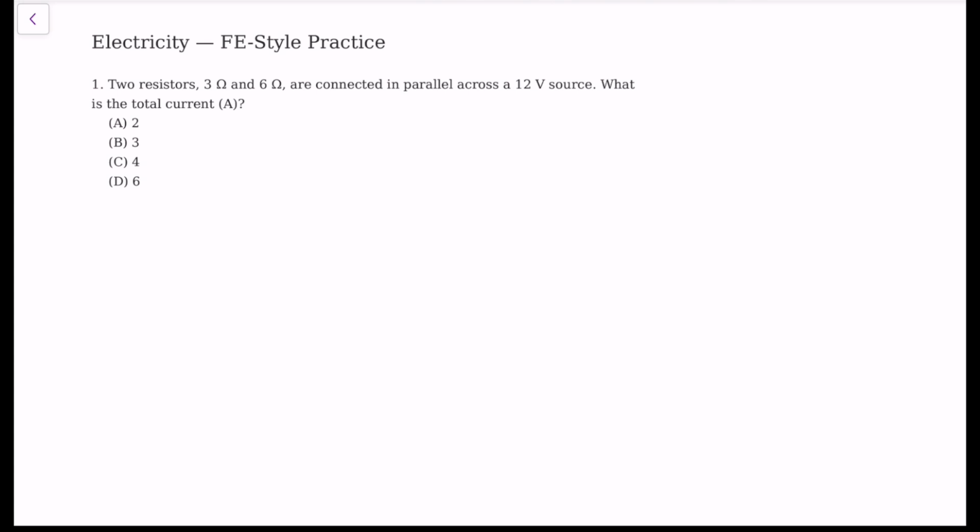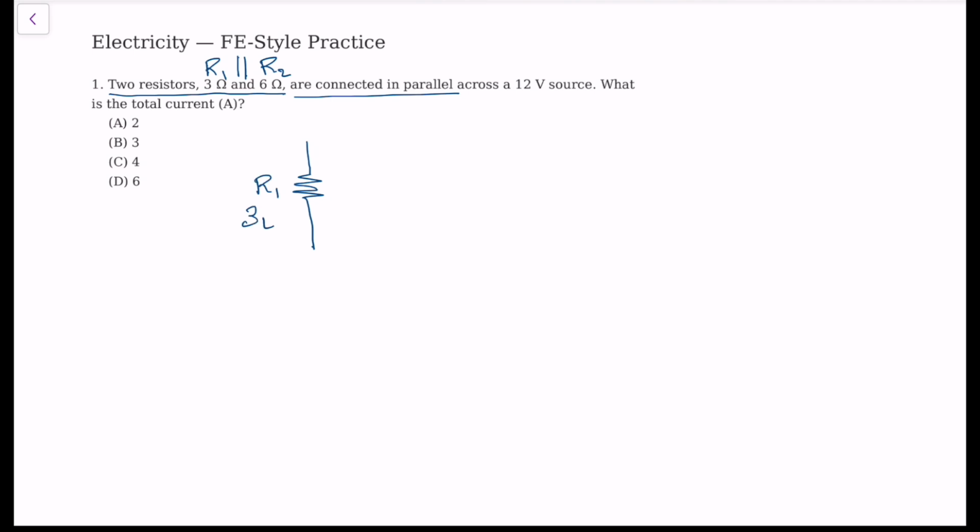So we're given two resistors, one of 3 ohms resistance, let's call it R1, and the other is of 6 ohms resistance, let's call it R2. R1 and R2 are connected in parallel across a 12 volt source, and we're asked what is the total current in amperes. Now, to help you understand what's going on, I'll sketch the circuit diagram, although you don't need to in this question.